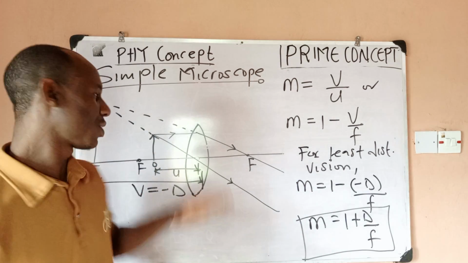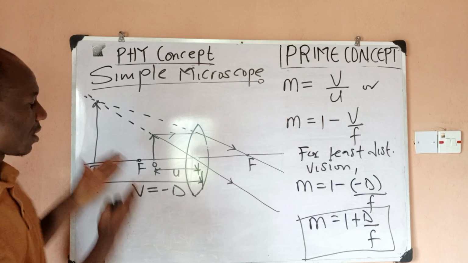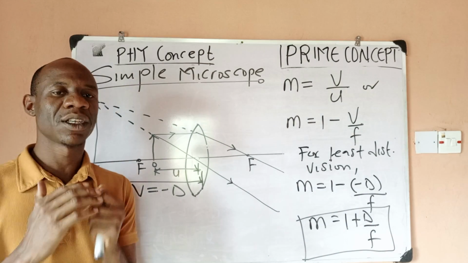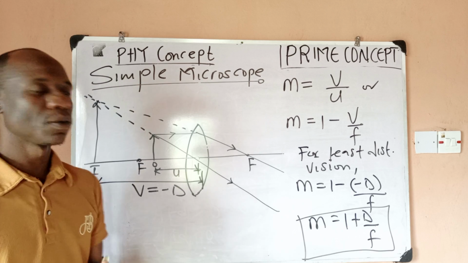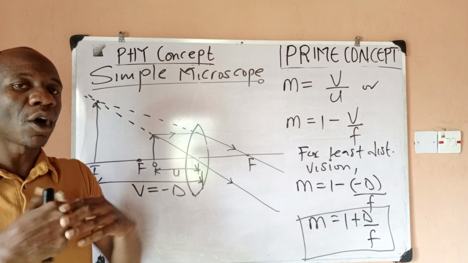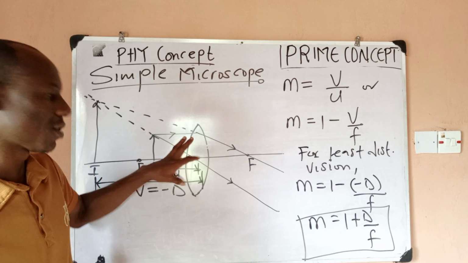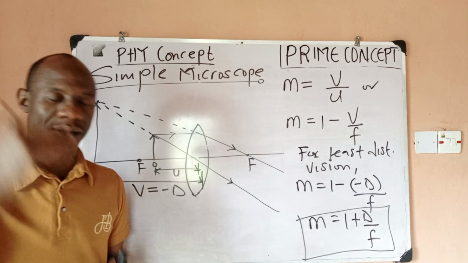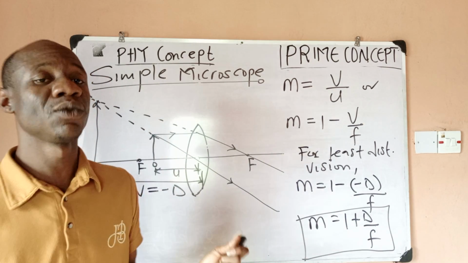So do well to understand it, and also understand this diagram very well, because in my next video I'll be talking about the compound microscope. The compound microscope also contains within it a part of the simple microscope. So that's why this concept should be clear, so that the compound microscope would be even clearer to you.